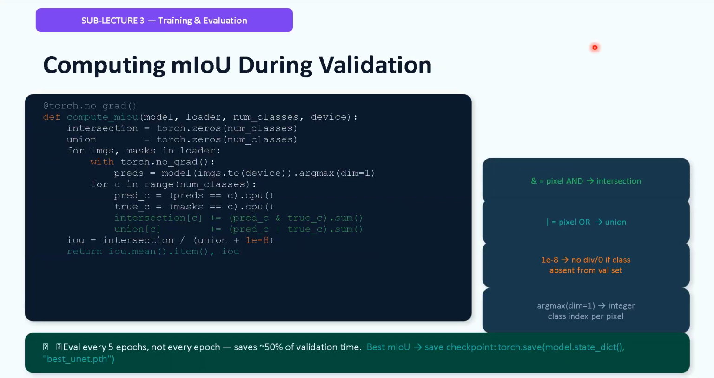Computing MIOU during validation. The MIOU function, one important thing to understand. Do not compute IOU per batch and then average. That gives a biased result. Instead, accumulate the intersection and union pixel counts across all validation batches. Then divide once at the end.